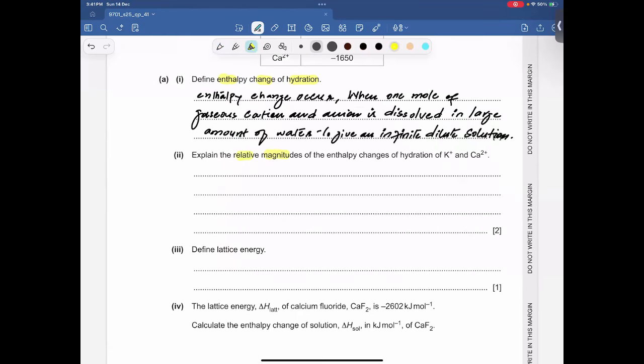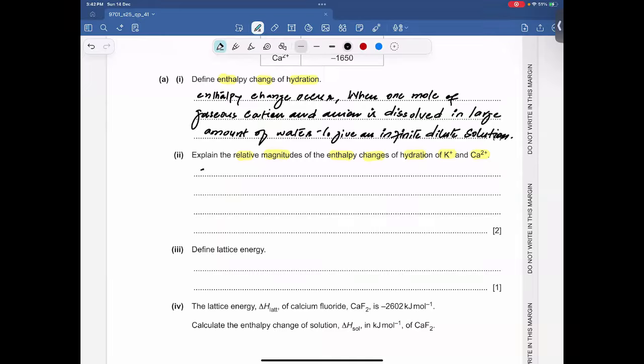Explain the relative magnitudes of the enthalpy changes of hydration of potassium ion and calcium ion. So, potassium and calcium both are found in the same period of the periodic table, but they are found in different groups. Potassium is found in group 1 of the periodic table, whereas calcium is found in group 2. As the magnitude of charge of calcium ion is higher, which means it has higher charge density.